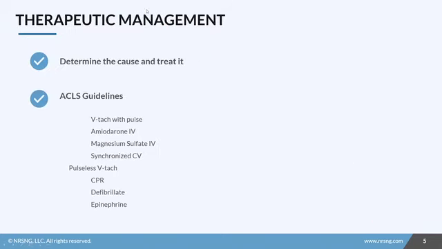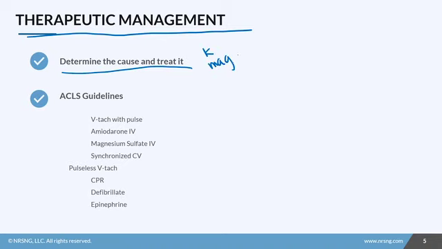So now let's go ahead and talk about therapeutic management for VTach. First thing, if you can, determine the cause and try to treat the cause. If it's because their potassium or their magnesium levels are abnormal, fix that. If it's something more serious like an MI, well, then you've got to take them to the cath lab so they can open up that blockage.